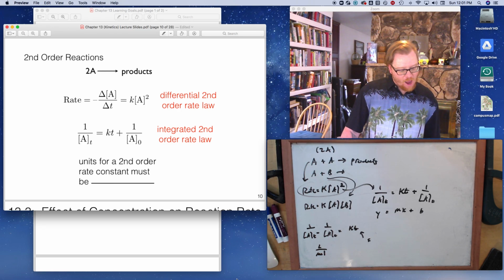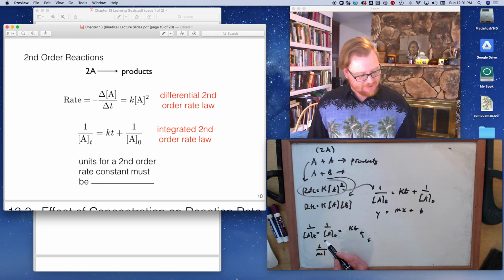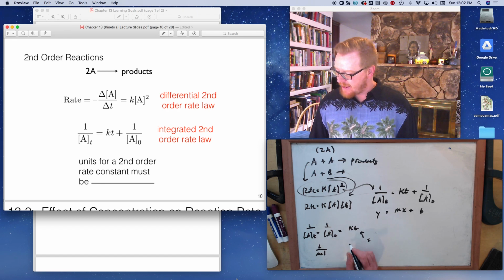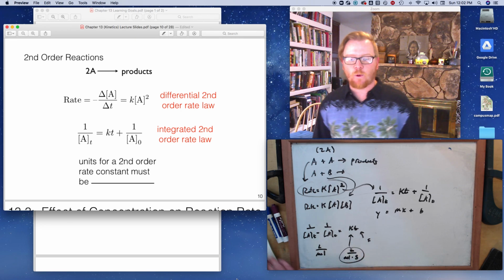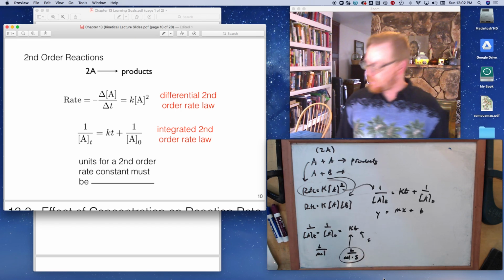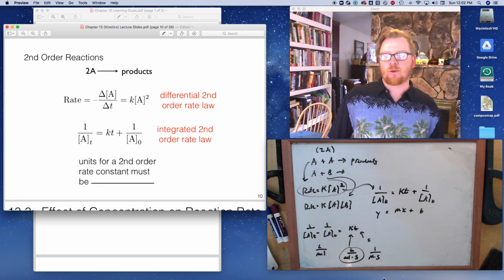Now if we think about what these units have to be, there's a couple different ways I could do this. I could multiply the t over to that side, and if I did that, I would find that my k has to be liter per mole per second. Because if my t is in seconds, a liter per mole per second times a second gives me liter per mole. So write that down: units for second order k have to be liter per mole per second, or it could be 1/molarity second. That's another way of writing it.